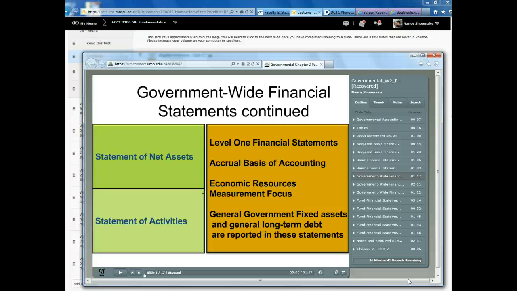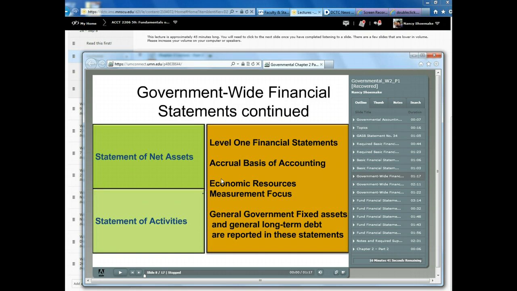Now, we know that the accrual basis of accounting is what will be used in the big government-wide statement, the big picture financial statement. Now, in the individual fund financial statements, for the governmental funds, the general, the debt service, the special revenues, the capital project, what kind of basis of accounting is used for those? Modified accrual basis of accounting.